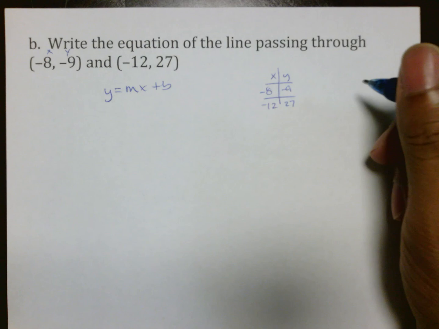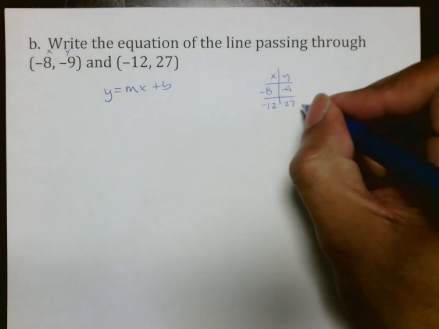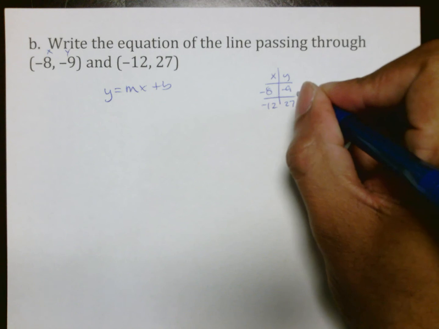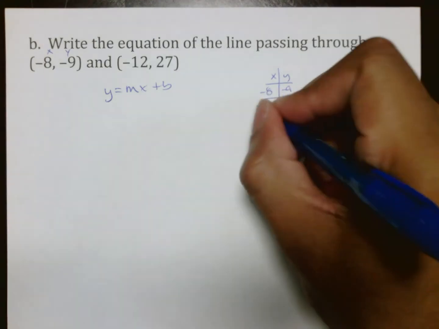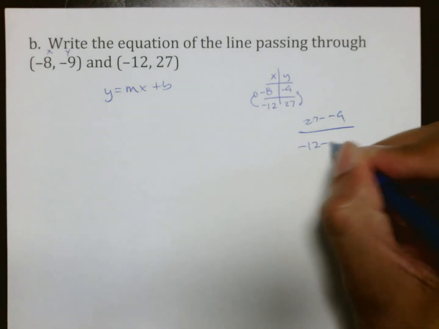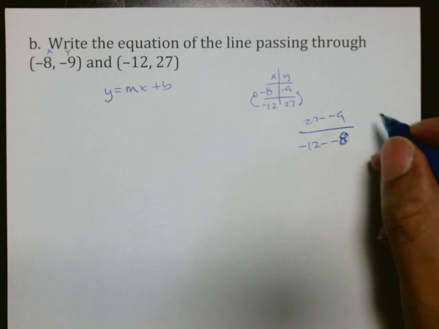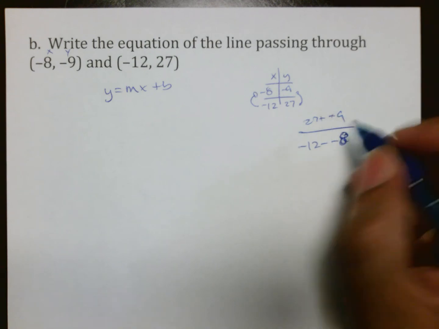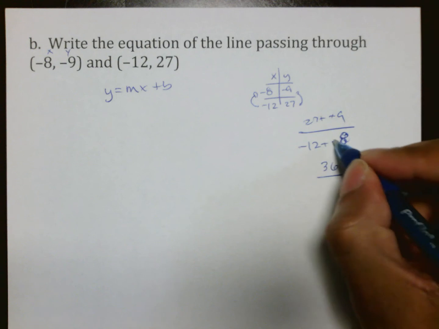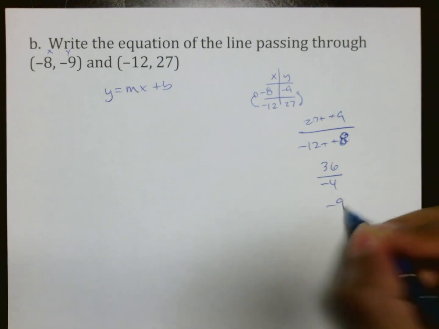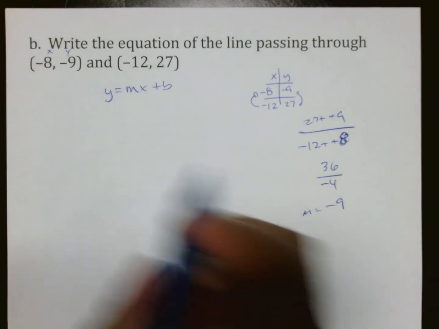The reason I do the table is because I don't need to memorize a formula once I take those points and put them in a table. It's this minus that, so 27 minus negative 9, and then it's this minus that, which is negative 12 minus negative 8. And I just work it out from there. This will be plus plus, which is 36, plus plus, which is negative 4, which means my slope here is negative 9. So there's my m. Here's my x and y.